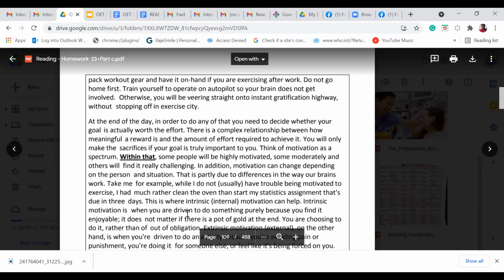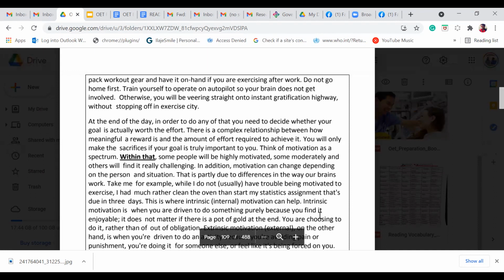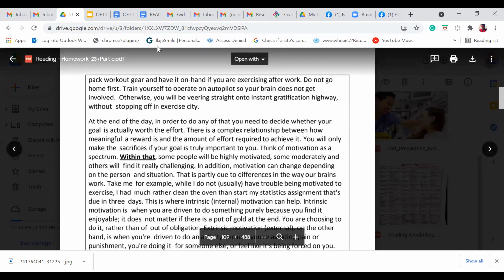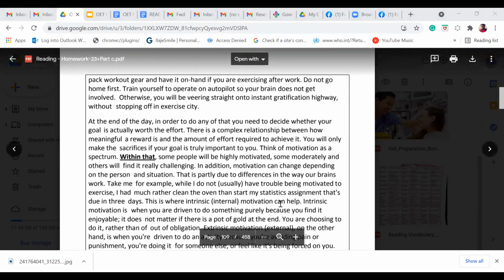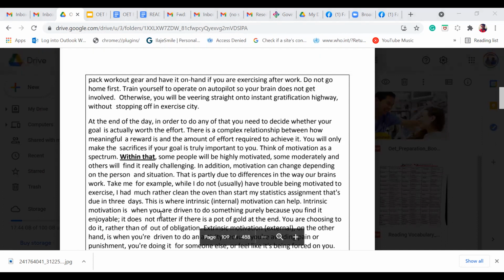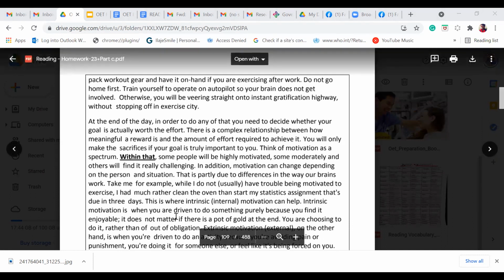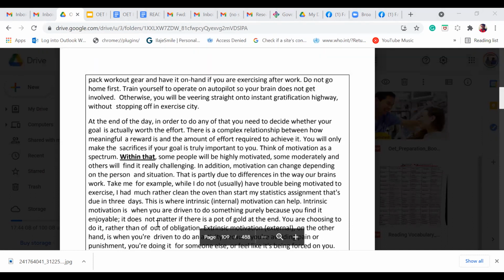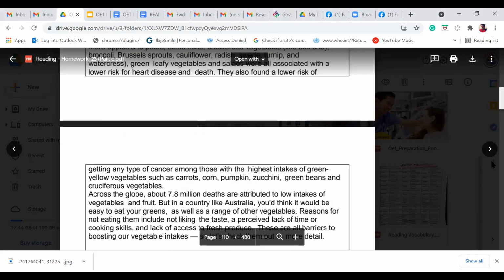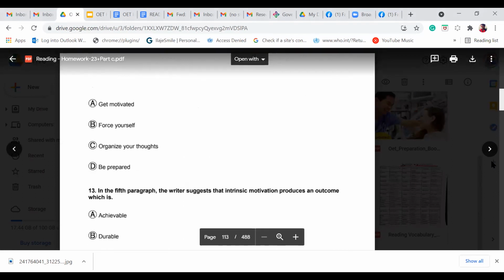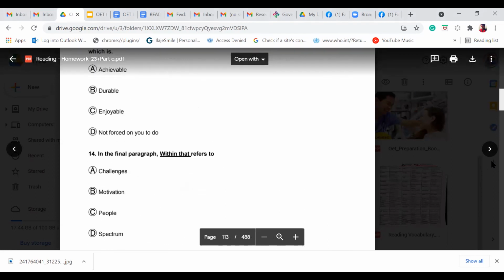Intrinsic motivation is when you are driven to do something purely because you find it enjoyable. Somebody got the answer before me, right? Okay, what's the answer for number 13? Intrinsic motivation is when you are driven to do something purely because you find it enjoyable. It does not matter if there is a pot of gold at the end. You are choosing to do it rather than out of obligation. What is our answer there? Number 13. If you know it, drop it in the comment section now.